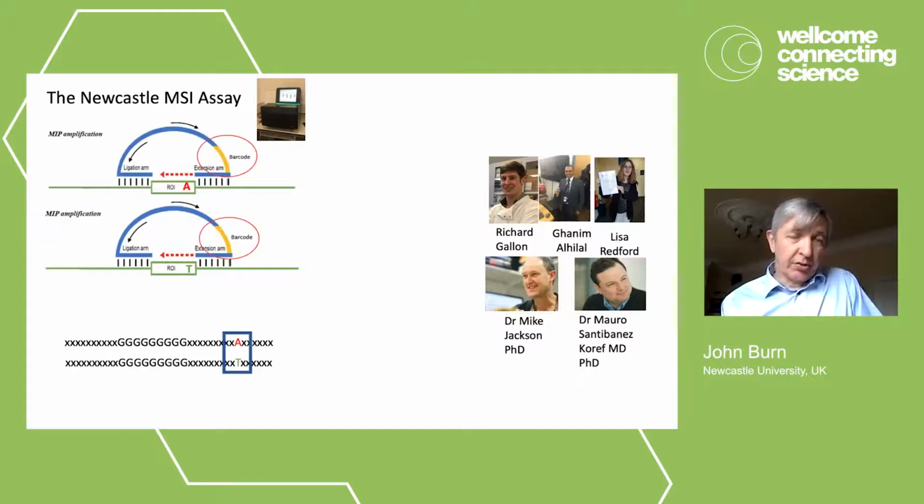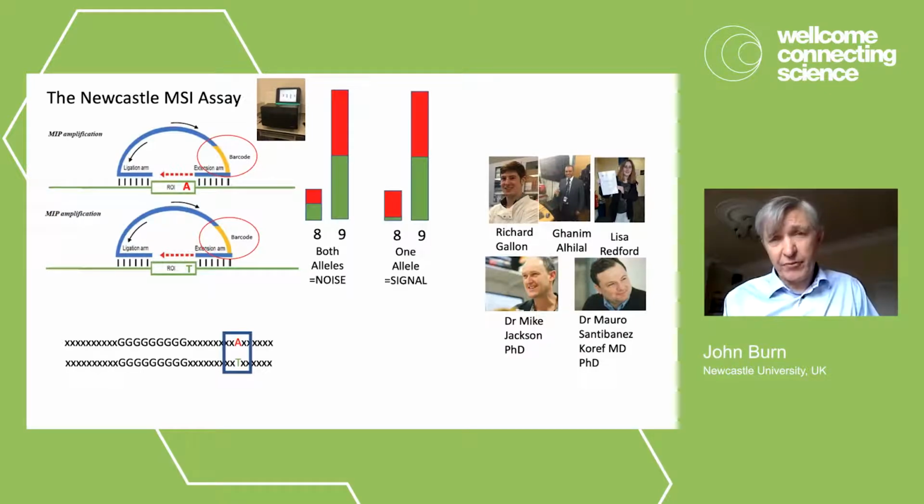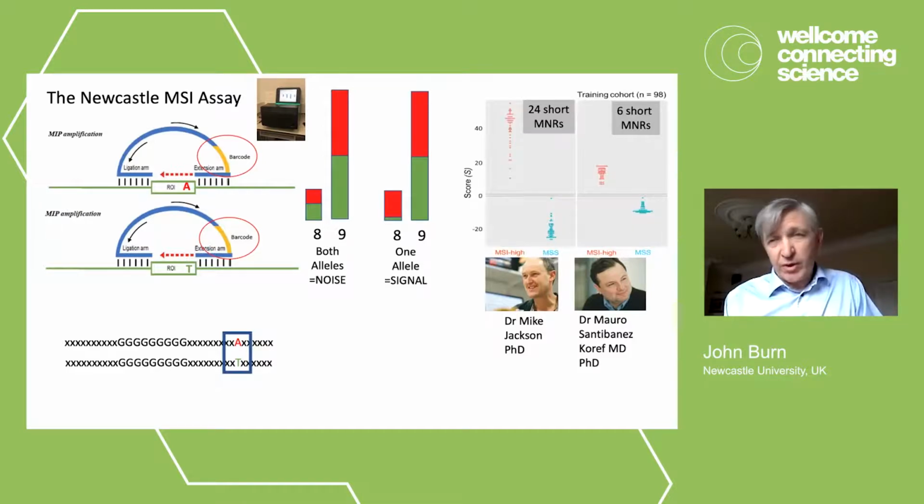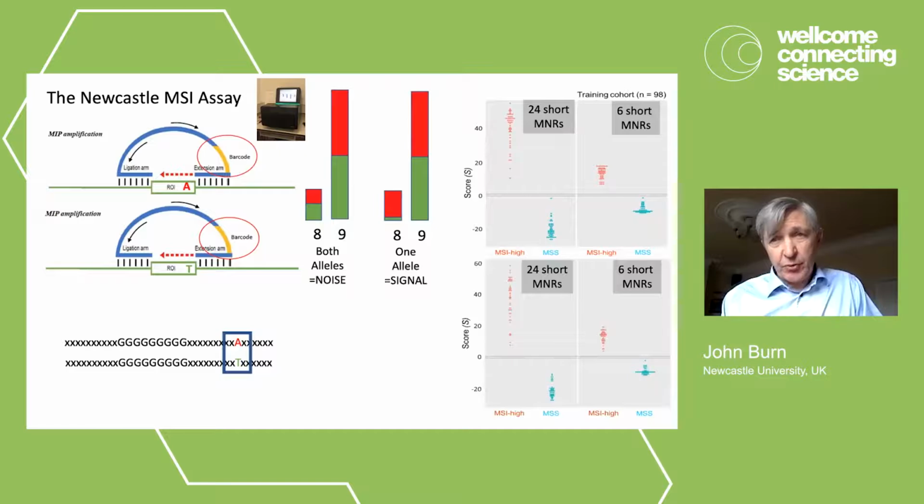And building in a barcode allows you to do a molecular count. And then when doing the bioinformatics, you can separate the noise of PCR stutter, where both alleles will be equally represented, from the signal where only one or other allele will have shown slippage, as these shorter repeats don't slip quite so often. And using 24 of these markers, and indeed only 6 of the best ones, it's possible to separate the microsatellite high from the microsatellite stable cancers.